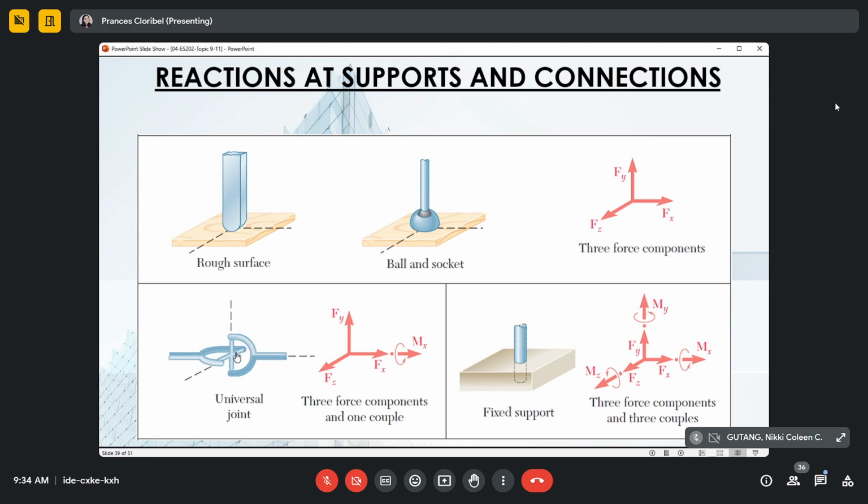But if we're going to rotate, ang body, it is restricted to rotate along this axis. Kaya nga naman, rigid na siya. Rigid pud siya, di ba?